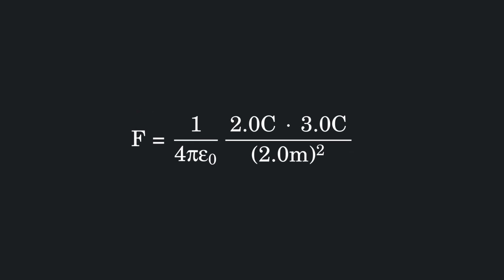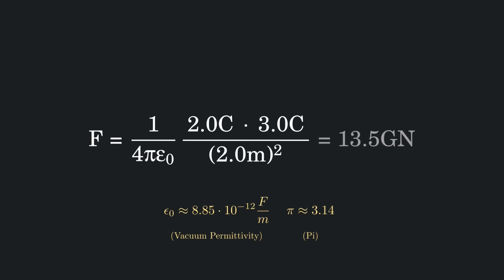Now there are two more things that we need. The first thing is epsilon naught, which is called the vacuum permittivity. You can look up its value online. And the second constant is pi, which you probably already know, but you can also look it up online. Now if we plug everything into our formula, we get our resulting force. The resulting force is here 13.5 giganewton.